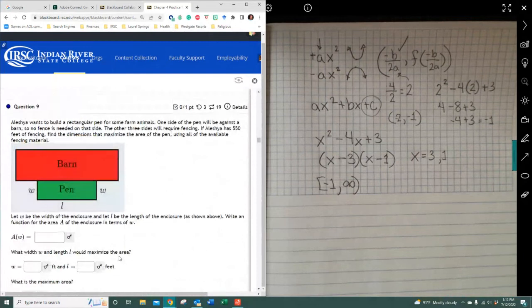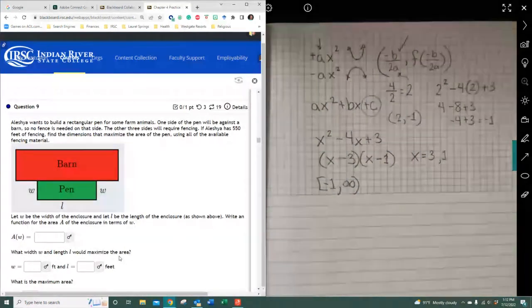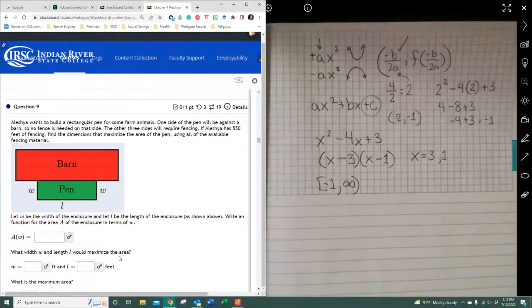All right, number 9. Now this question, I want to go ahead and explain. It says let W be the width of the enclosure and let L be the length of the enclosure. Now it says write the function for the area of the enclosure in terms of W. Now it says that there are only 3 sides of this fence required.